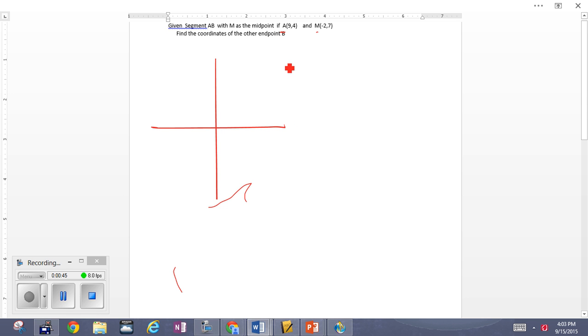We've got A at 9, 4: over 1, 2, 3, 4, 5, 6, 7, 8, 9, and up 4. Okay, so there it is, A at 9, comma 4. Now, the midpoint is at negative 2, 7. That's negative 2 and up 7, which is up 4, 5, 6, 7. So the midpoint is up here. This is M, the midpoint, at negative 2, comma 7.